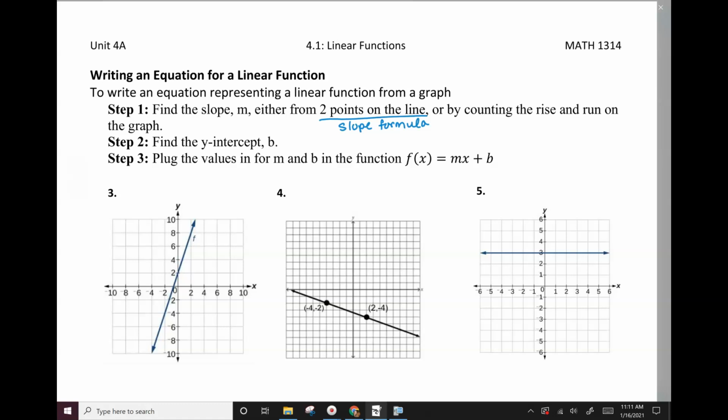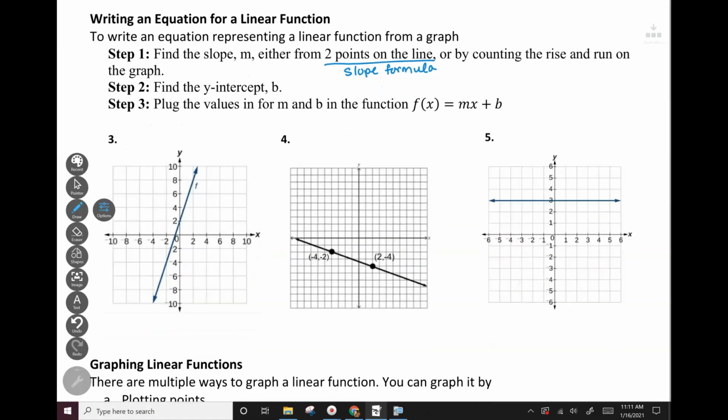Step 2, find the y-intercept, which is b. So that's going to be, sometimes you can just look at the graph and tell where the y-intercept is. Sometimes you might need to use y equals mx plus b, or your point slope formula to calculate b. All right, step 3, plug the values in for m and b in the function. f of x equals mx plus b.